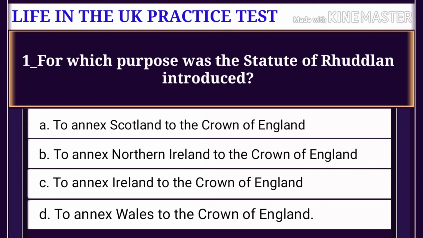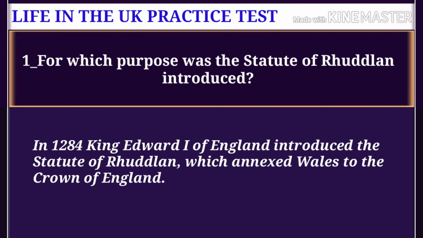The correct answer is D. To annex Wales to the Crown of England. In 1284, King Edward I of England introduced the Statute of Rhuddlan, which annexed Wales to the Crown of England.